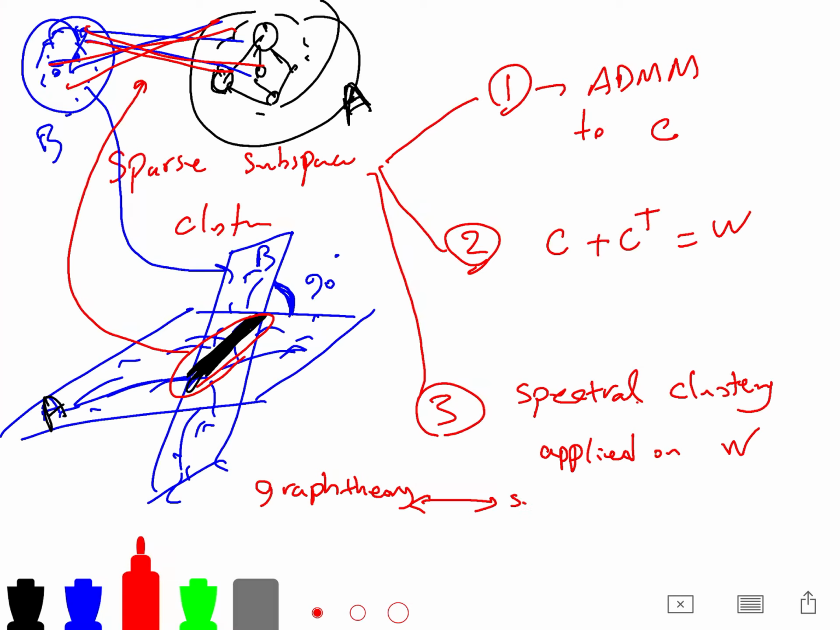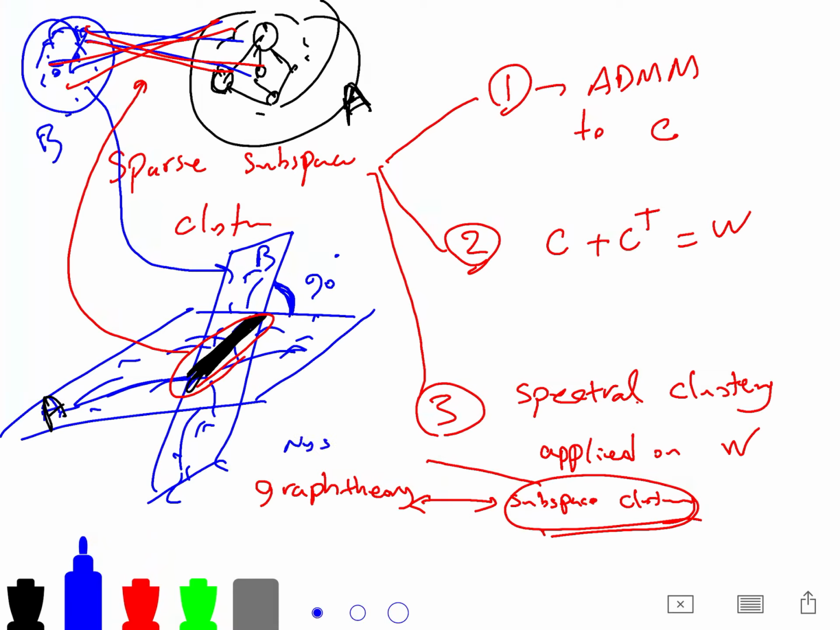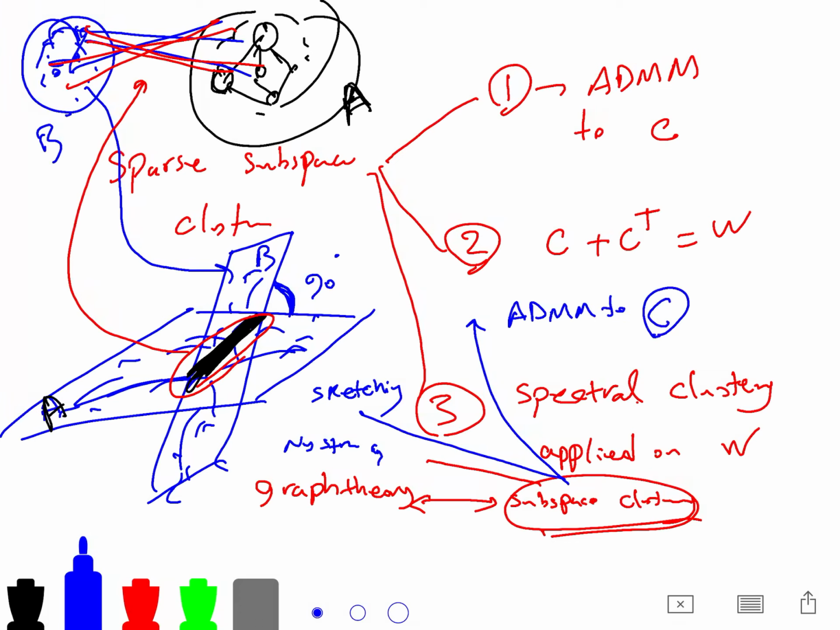So you have seen how graph theory is related to machine learning and subspace clustering. You have seen how subspace clustering is related to Nystrom approximation. You have seen how subspace clustering is related to sketching. I told you how using ADMM to calculate the C matrix is a kind of naive sketching. And you have seen that the geometric intuition of all these concepts is so beautiful.